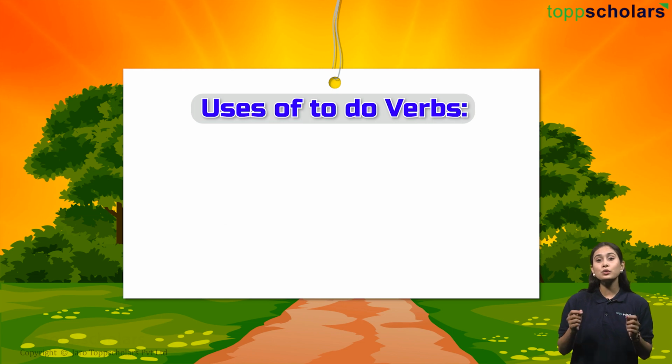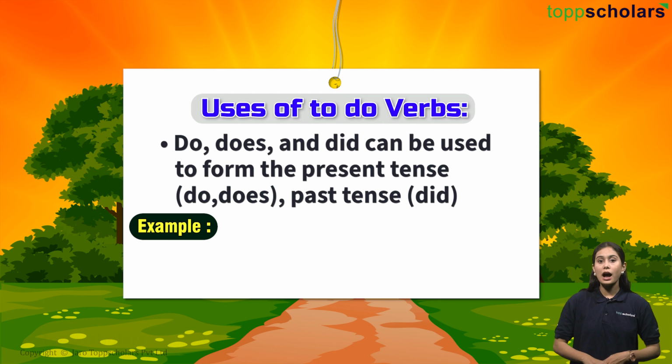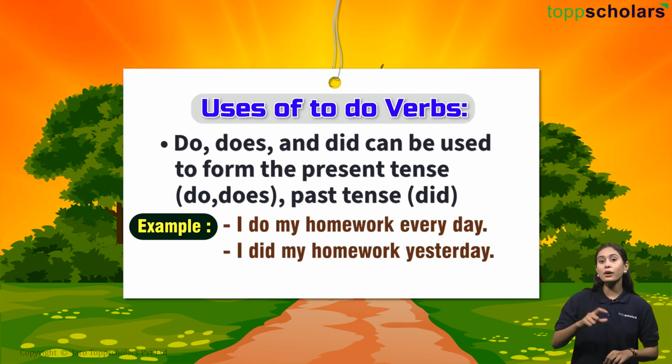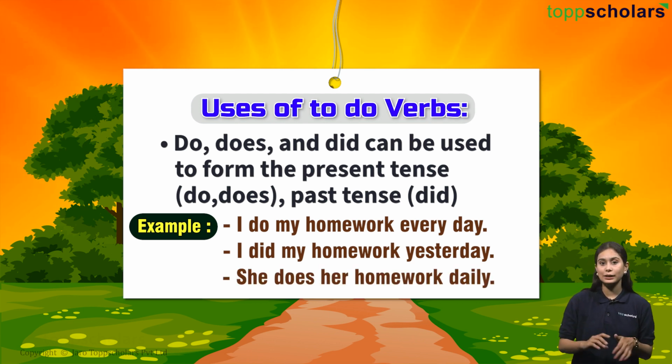Uses of to-do verbs. Do, does and did can be used to form the present tense, do and does, and past tense, that is did. Example, I do my homework every day. I did my homework yesterday. She does her homework daily.